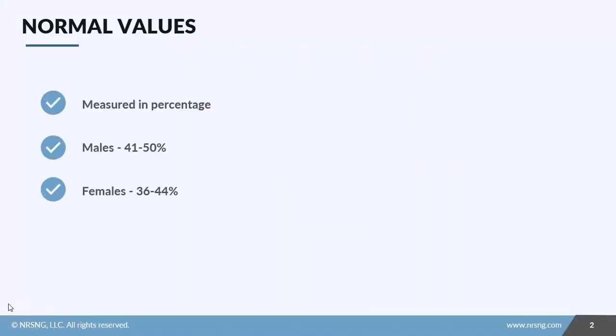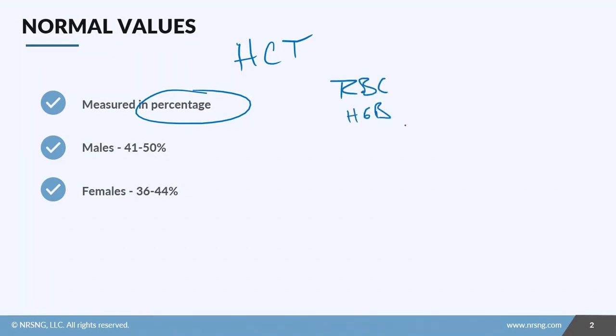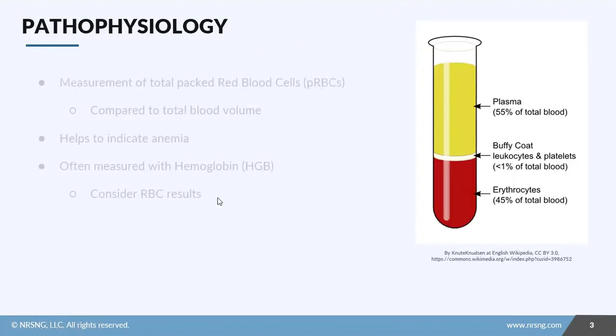For this lesson, we're going to talk about hematocrit. Before we get started, the thing that you need to know about hematocrit, or HCT, is that it's measured in a percentage. And we're going to get into all the percentages in a minute. For male patients, this is going to be similar to the red blood cells and the hemoglobin, in that the values for males and female patients are actually going to be a little bit different. For male patients, it's going to be slightly higher, 41 to 50%. And then for females, it's going to be 36 to 44% for normal values.